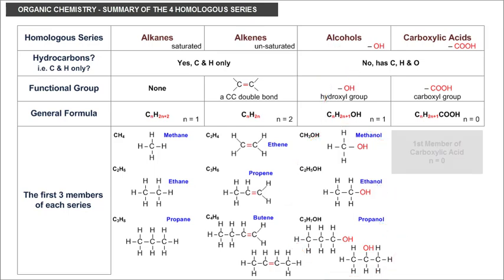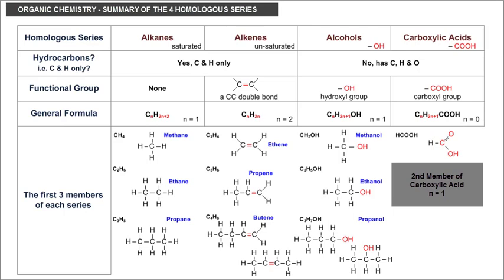Finally, the carboxylic acids. The first member of the carboxylic acid series is obtained by substituting n equals 0 into its general formula, giving us the molecular formula HCOOH. This organic molecule has 1 carbon atom, and as per the requirement of this family, this homologous series, it should have a COOH group called the carboxyl group attached to it. And in this case, it is on its own.